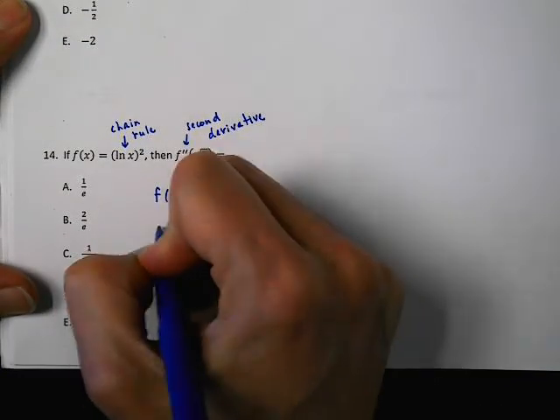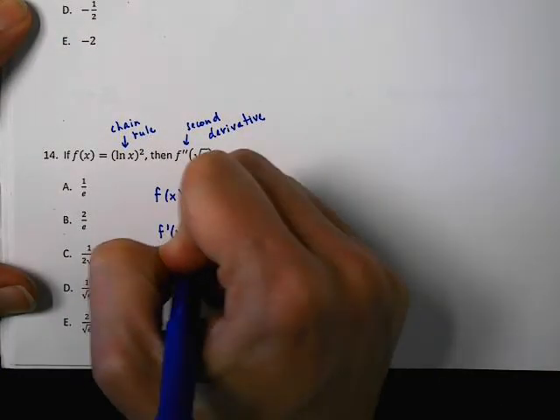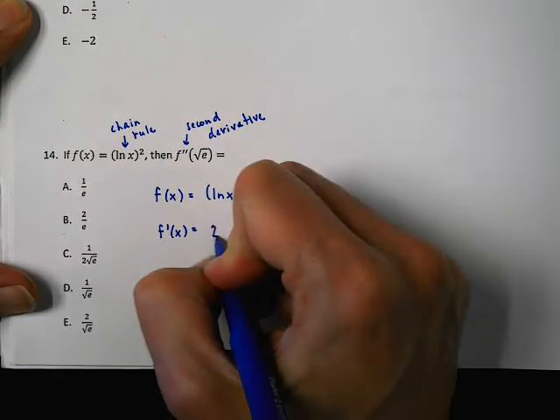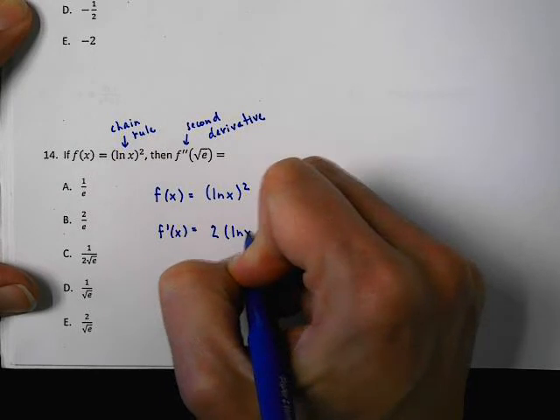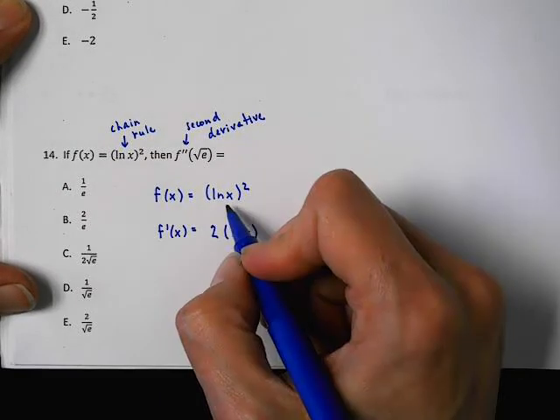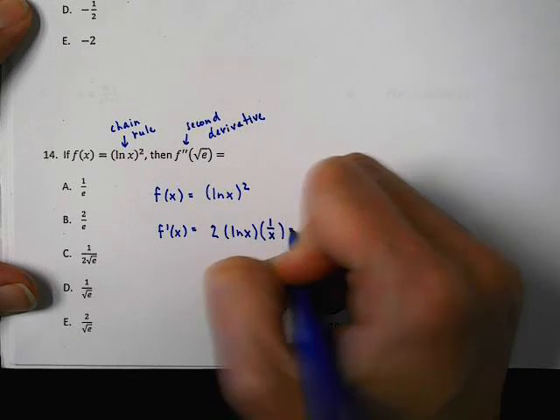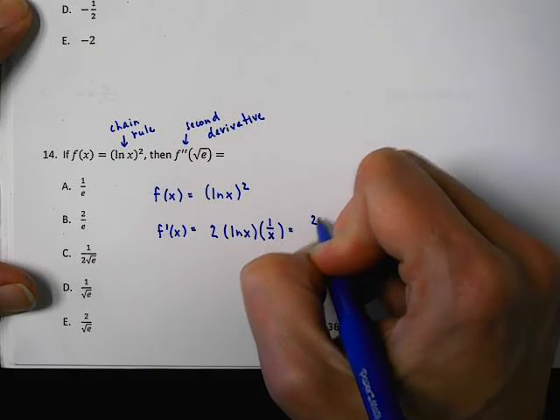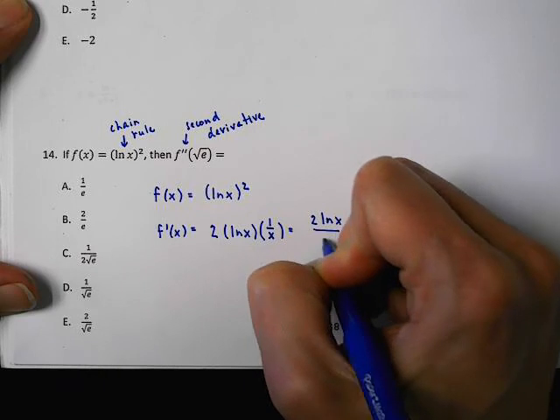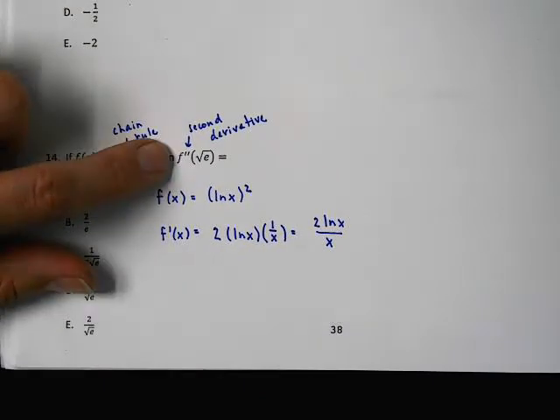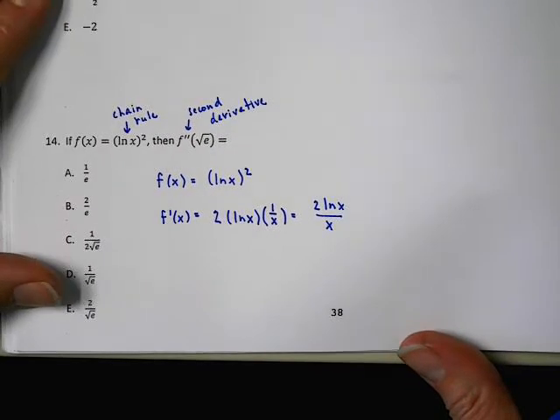So now for the first derivative, I'm going to use my power rule first. So my exponent comes down, my inside stays the same, and then I multiply by the derivative of the inside, which is 1 over x. So let's see, I've got 2 times the natural log of x over x. Now, this asked for the second derivative, so I have to go again.